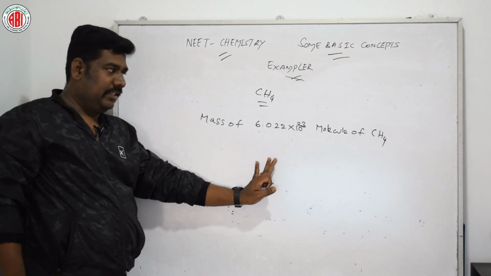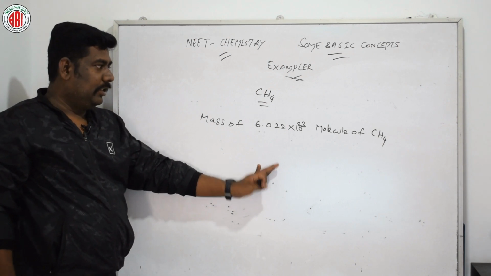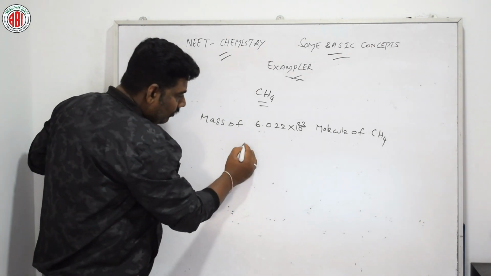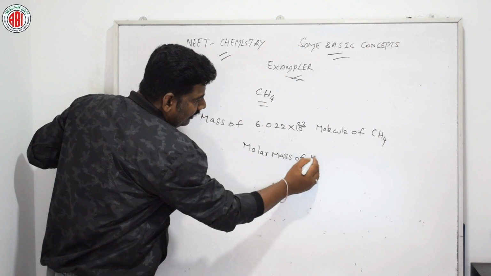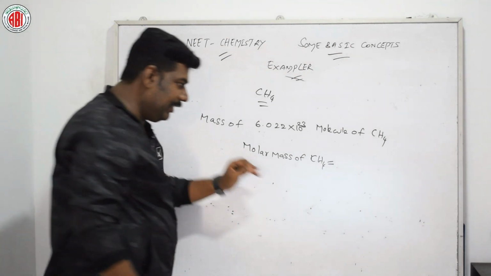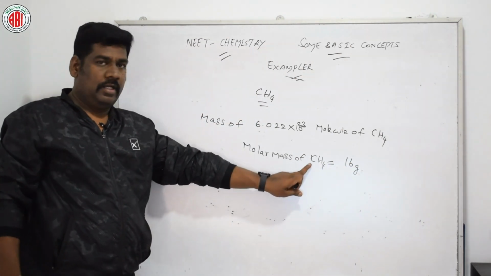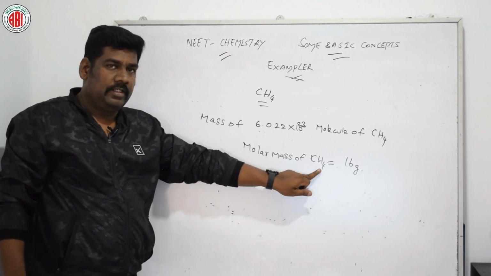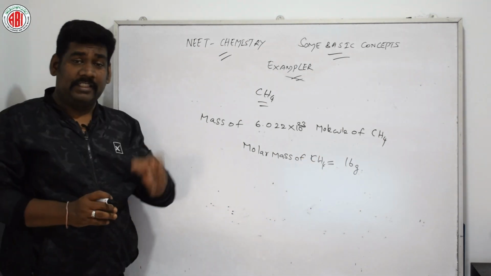Let us see the molar mass of methane. Molar mass of methane is nothing but the total of the atoms present in the entire compound. So the molar mass of methane, CH4, is equal to 16 gram. Carbon is 12, hydrogen is 4. So 12 plus 4, 16 gram. That is the molar mass of methane.